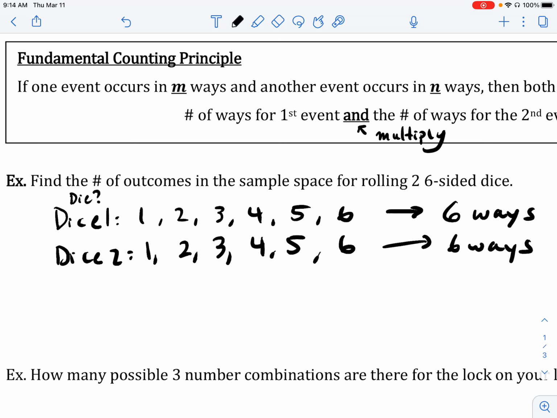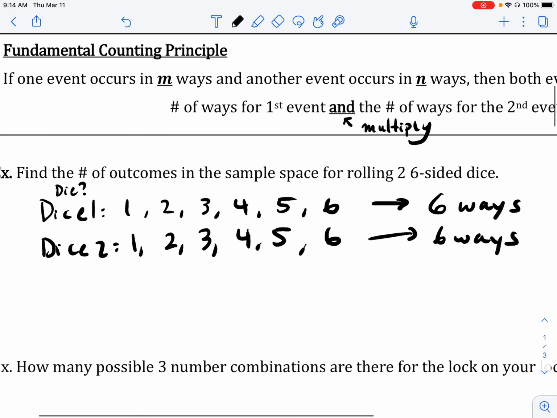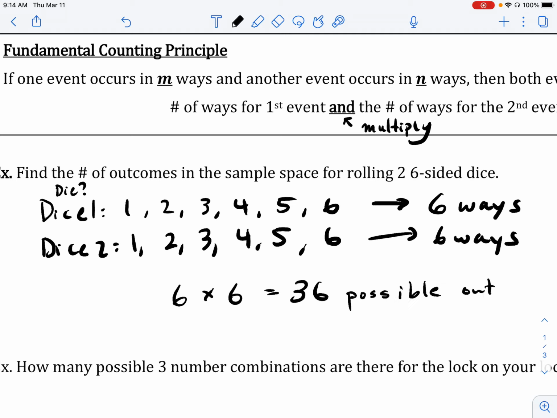So if we roll them together, then what we have here is we would say, using the fundamental counting principle, 6 times 6 is equal to 36. There's 36 possible outcomes in our sample space. And what this does is it does a lot of the mental heavy lifting for us.